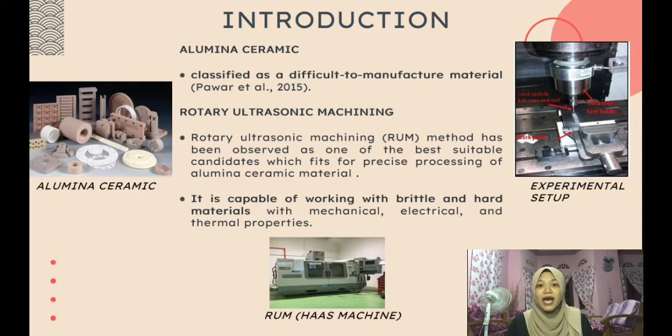On the other hand, advanced machining processes such as ultrasonic machining USM, laser machining, and water jet machining have the potential to machine alumina ceramic components. Rotary ultrasonic machining RUM is a hybrid process that combines the mechanism of diamond grinding and ultrasonic machining. It is capable of working with brittle and hard materials with mechanical, electrical, and thermal properties. RUM can also be used to manufacture components with excellent surface quality and dimensional accuracy while maintaining their physical properties.